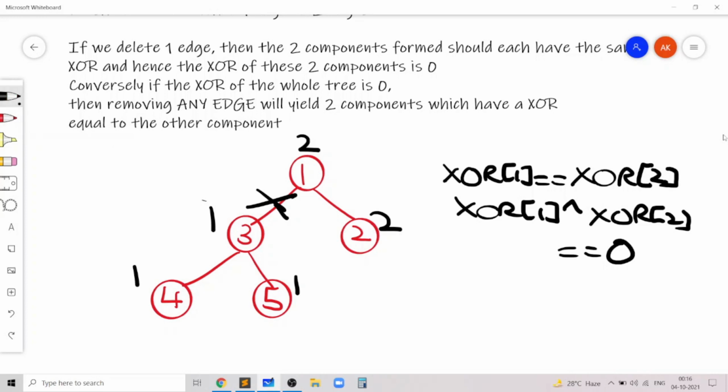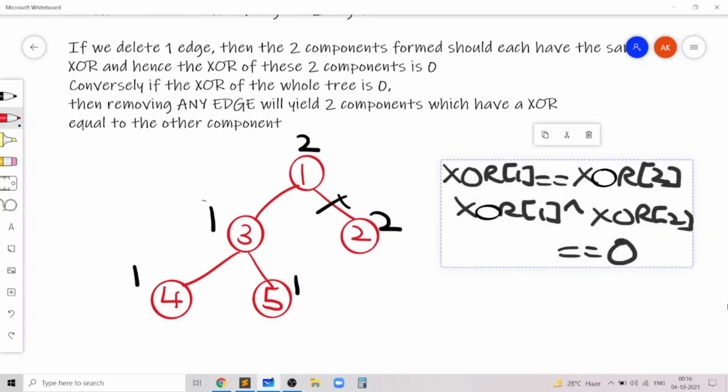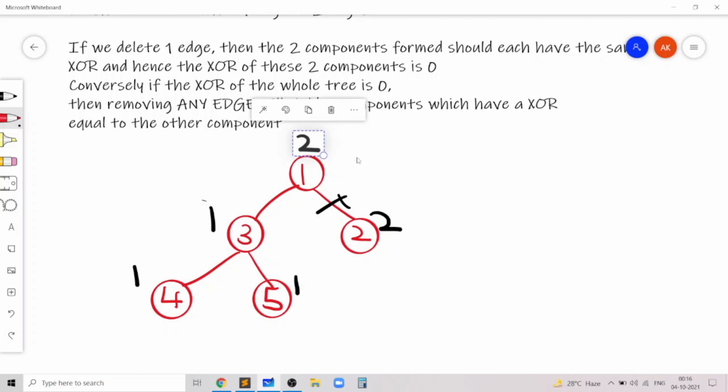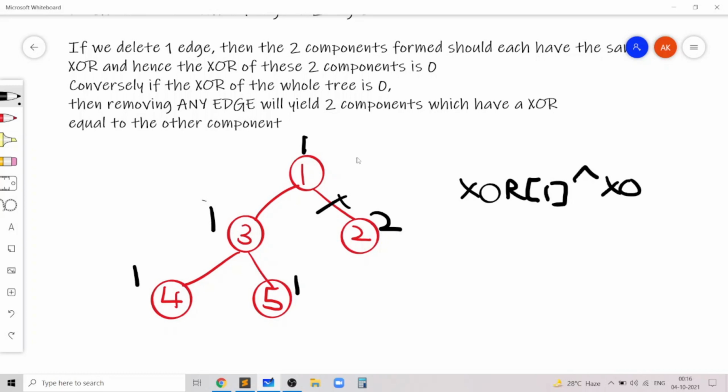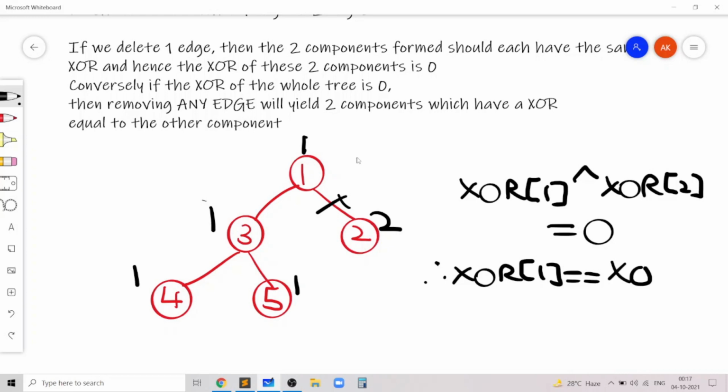Let's say you took a different edge, 1 to 2, and you just remove the edge from 1 to 2. The connected components which will form are: the first contains nodes 1, 3, 4 and 5, and the second contains only node 2. Even in that case, notice that XOR of 1 XORed with XOR of 2 will be 0, and hence XOR of 1 will be equal to XOR of 2 by using basic XOR properties.